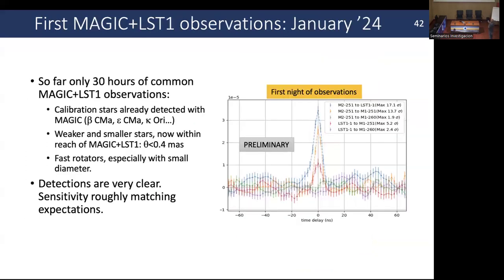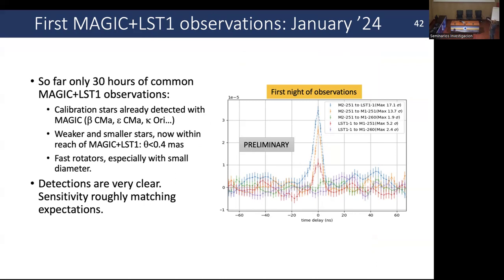For LST1, we actually put it to work this year, 3 or 4 or 5 months ago, in January. So far we have taken only 30 hours of common observations of bright stars, but from the first night we could already see some very nice correlations in the now 3 pairs of telescopes. The 2 MAGIC telescopes plus 1 LST give us 3 pairs. And here, for instance, in a star, you see these nice correlations, 3 correlations coming from the 3 pairs.